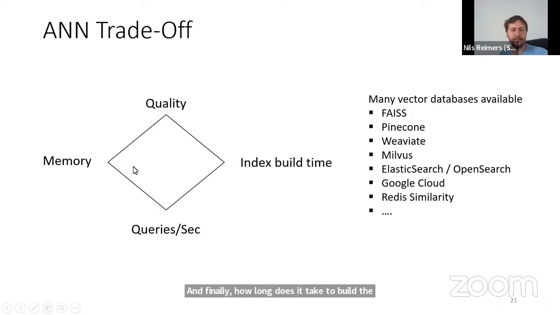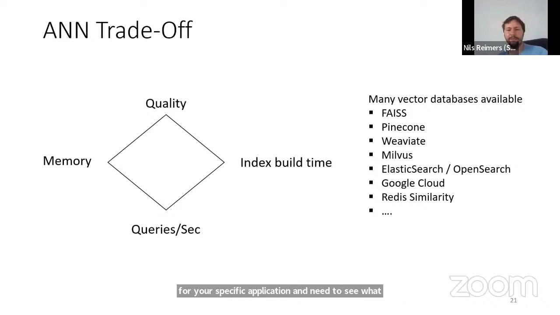And as mentioned, it's a trade-off. There are methods which are extremely good on quality and extremely good on queries per second, but they're bad in terms of memory, and they take really long to build the index, and vice versa. There are models which are good on memory, but they are bad on quality. So you really need to pick the right algorithm for your specific application, and see what trade-offs you want to make.